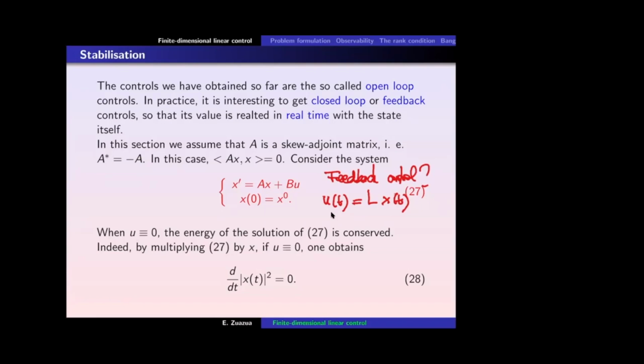What happens in the absence of control? If I don't apply any control, then if U is equal to 0, the system is simply X' = AX. Because A is a skew adjoint matrix, this system is generating a group of isometries, right? It's not only a semigroup, but a time reversible semigroup. And in that case, if you multiply the equation scalarly by X and take the scalar product, what you get is that the scalar product of X' with X is just half of the time derivative of the modulus of X squared.